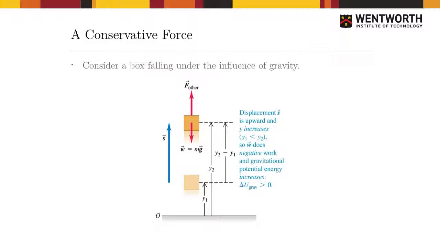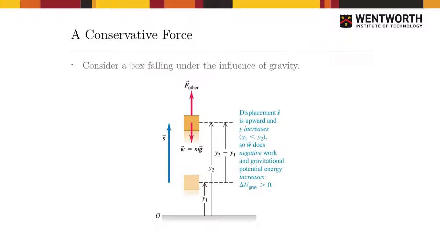Let's take a look at an example of a conservative force. Consider a box thrown upward and moving under the influence of the gravitational force. As the box moves from its initial position, y1, to the maximum height of its trajectory, the displacement vector is pointed vertically upward. Recall that the displacement vector always points from the initial position to the final position of a moving object.